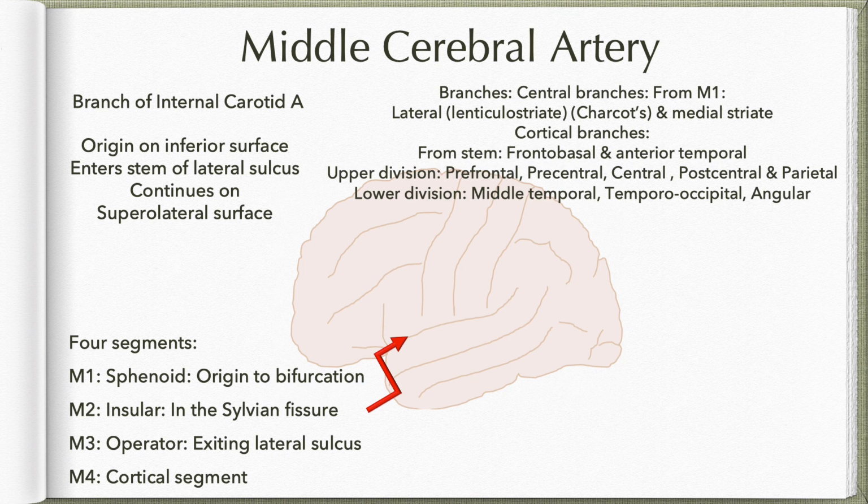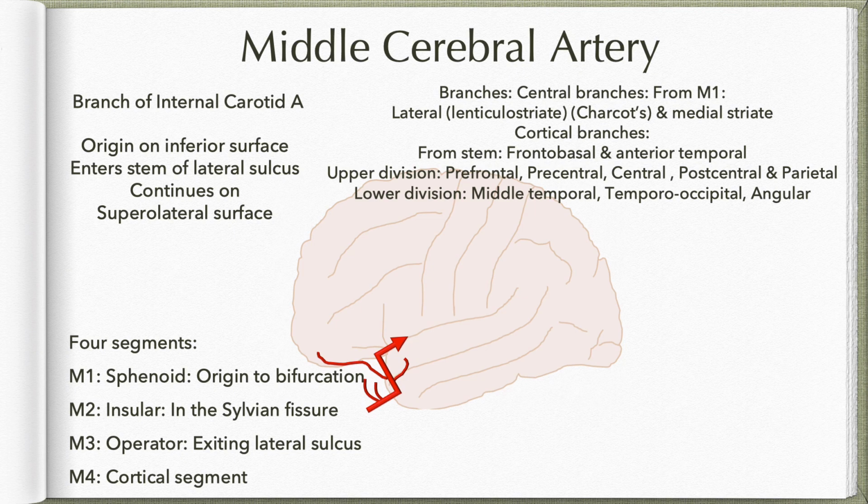Now coming to the other branches, few of the central branches will also be named as medial striate branches. Now coming to the cortical branches, from the stem it gives frontobasal branch. From the stem it will give the frontobasal branch, which will be supplying the posterior part of the orbital aspect of the inferior surface. Then it will also give anterior temporal branch, which will be basically supplying the temporal pole.